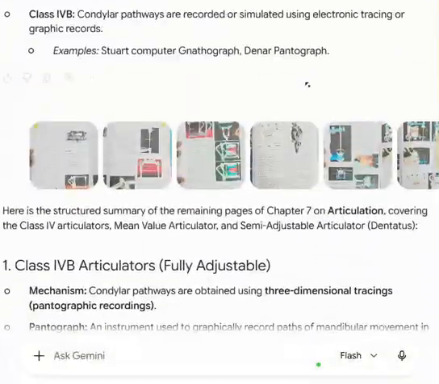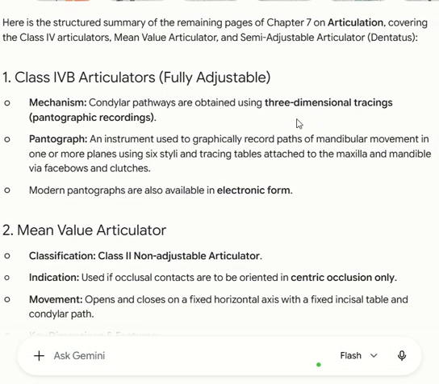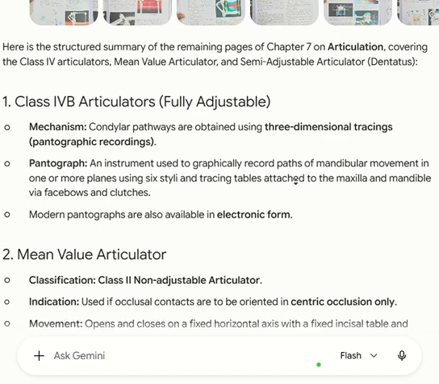Here is the structured summary of the remaining pages of Chapter 7 on articulation, covering the Class 4 articulators, mean value articulator, and semi-adjustable articulator, Dentatus. 1. Class 4B articulators, fully adjustable. Mechanism: condylar pathways are obtained using three-dimensional tracings, pantographic recordings. Pantograph: an instrument used to graphically record paths of mandibular movement in one or more planes using 6 styli and tracing tables attached to the maxilla and mandible via face bows and clutches. Modern pantographs are also available in electronic form.